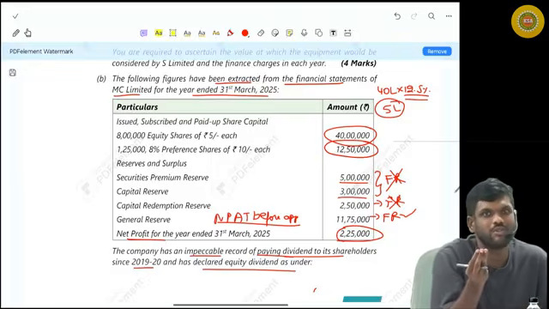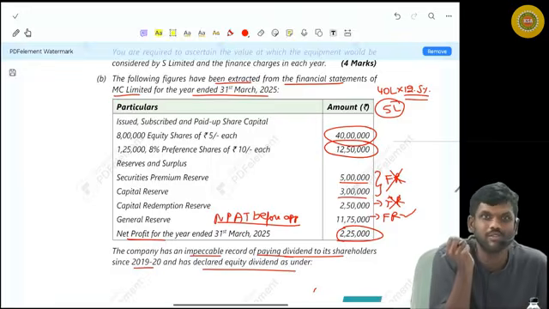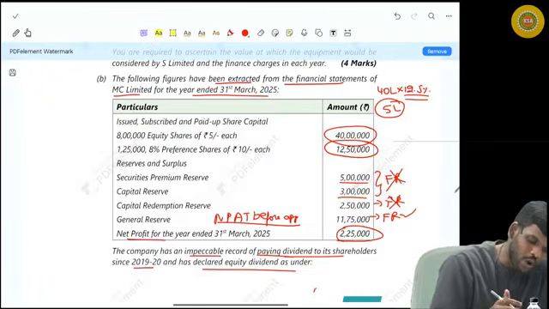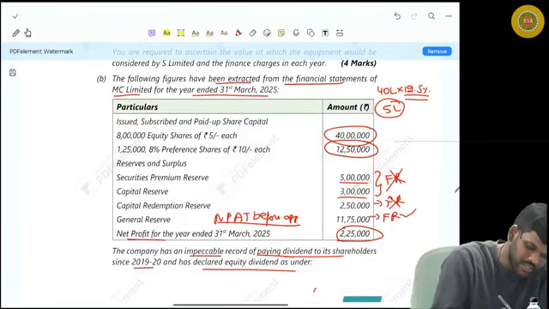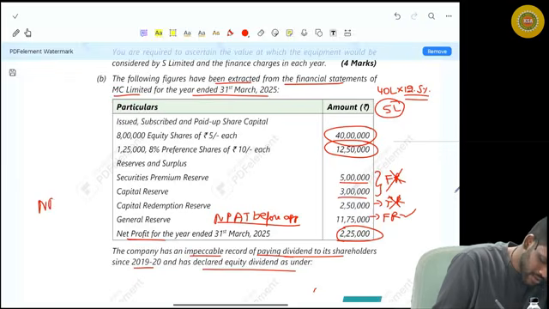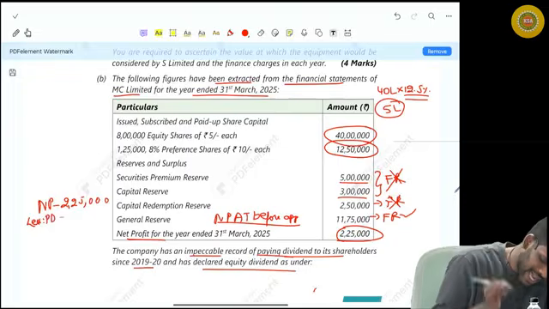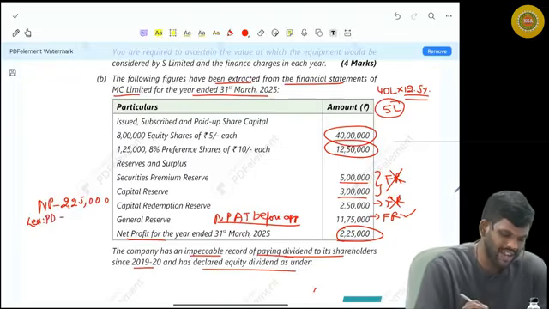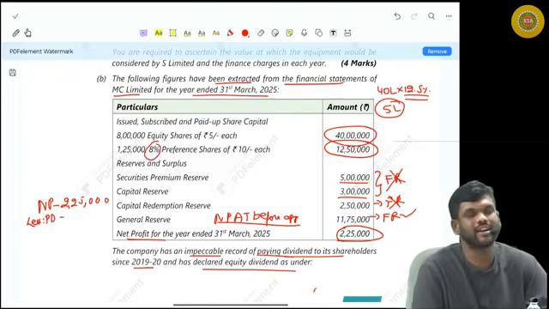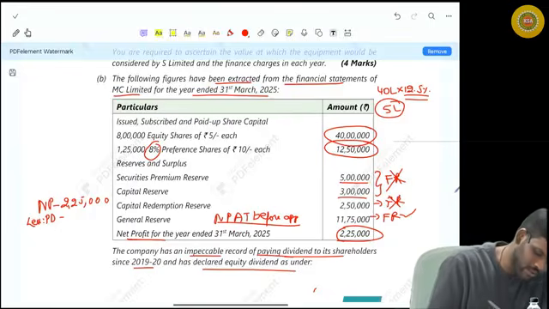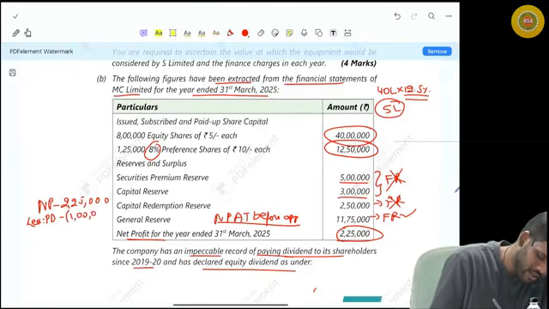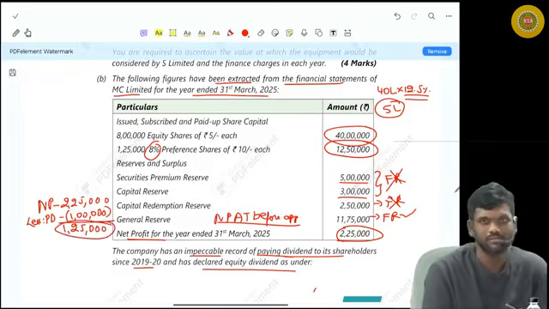And when you want to give equity shareholders dividend, first you should also give your preference shareholders. So the calculation that you have to do is: net profit 2,25,000 less preference dividend on 12,50,000. 8% is the dividend rate. So 8% into 12,50,000 will be 1 lakh. So profits available for giving equity dividend is only 1,25,000.